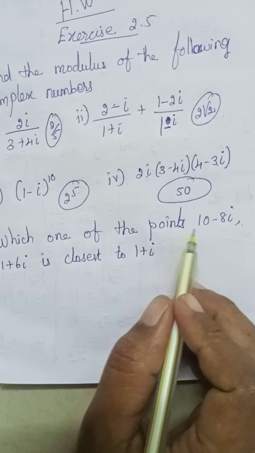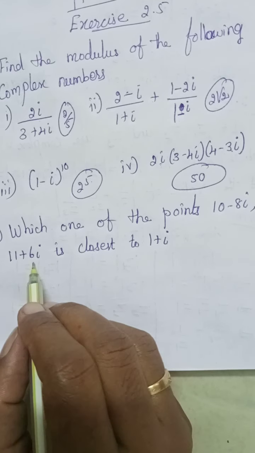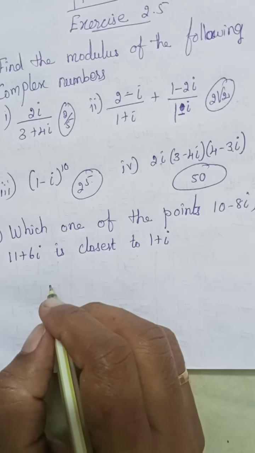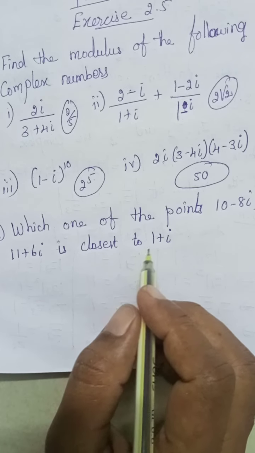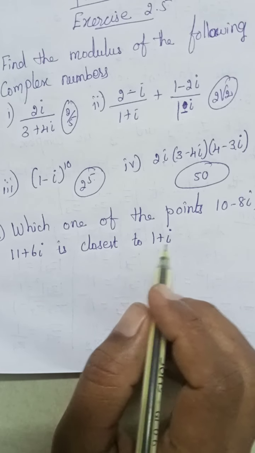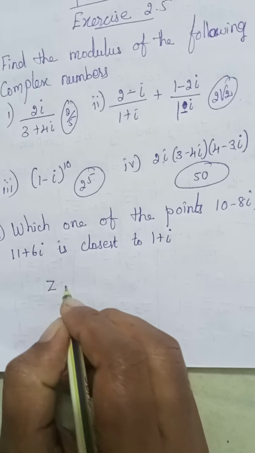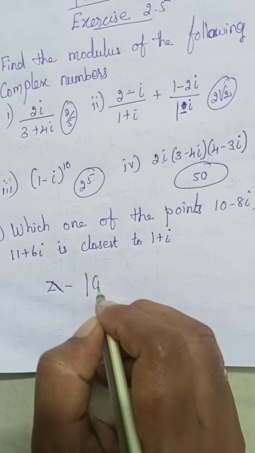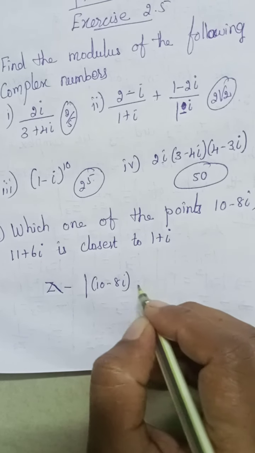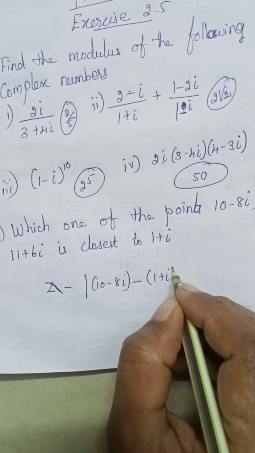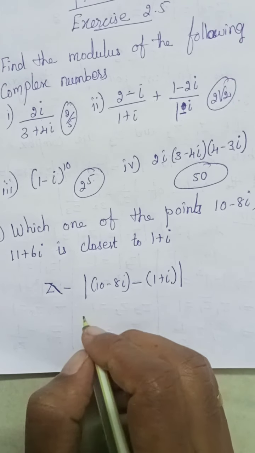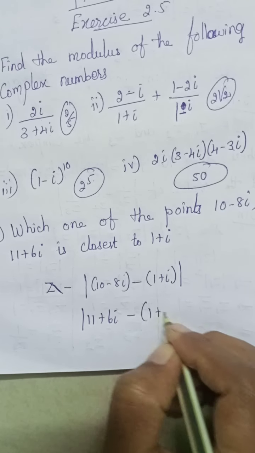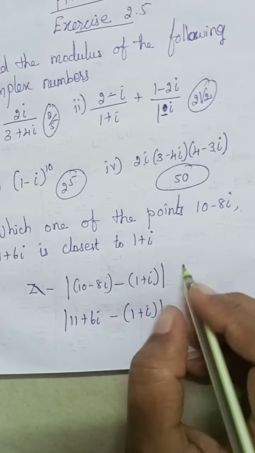Now problem number 3. Which one of the points 10 minus 8i and 11 plus 6i is closest to 1 plus i? In that classwork example problem, we did farthest from the origin, isn't it? So we found z minus 0. Here you should first find modulus of 10 minus 8i minus (1 plus i), because we have to find the distance. The same way next, 11 plus 6i minus (1 plus i). Is that clear? Find out the answer.